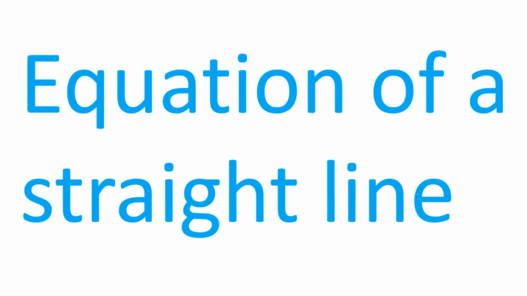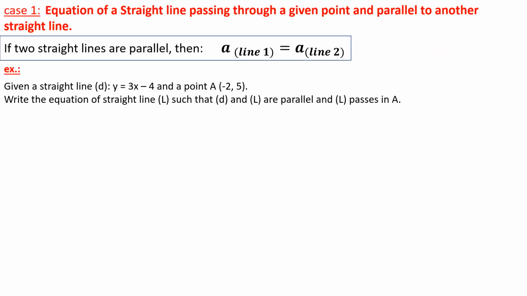Now, we will learn how we can write the equation of a straight line. The first case, equation of a straight line passing through a given point. So we will be given a point with abscissa and ordinate, but this line we are looking for is parallel to another straight line. Here we have a rule for when two straight lines are parallel.